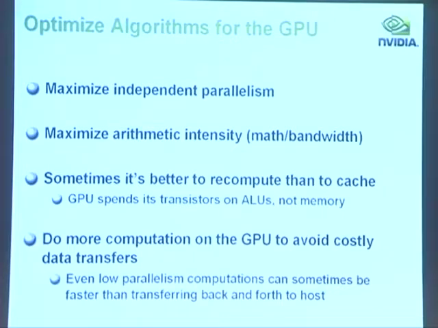And then also move more computation onto the GPU to reduce the amount of communication back and forth between the host CPU and the GPU. So even low parallelism computations, if they're not the main part of your whole application, can slow you down if they require transfer back to the CPU. Even though they might not be the most efficient code to run on the GPU, it might be better to run them there rather than transfer data back and forth multiple times.